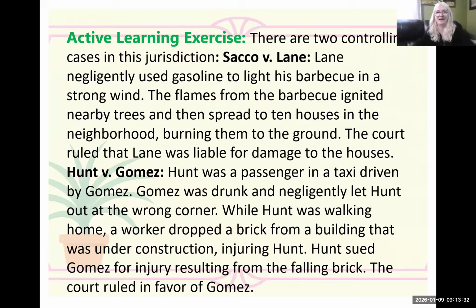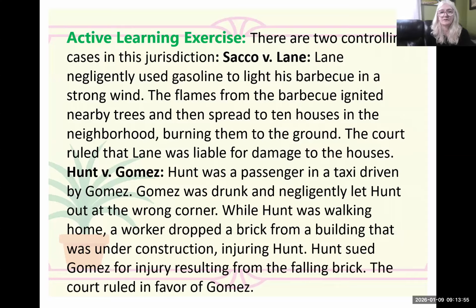Okay, so Lane negligently used gasoline to light his barbecue in a strong wind. The flames from the barbecue ignited nearby trees and then spread to 10 houses in the neighborhood, burning them to the ground. The court ruled that Lane was liable for damage to the houses.